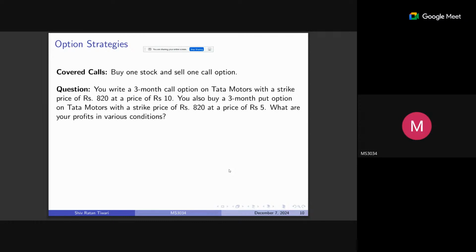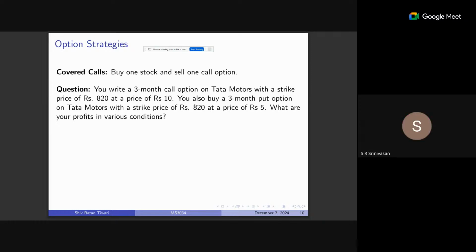A similar strategy to the earlier one, which involved a put option, now involves a call option, called the covered call. In it, you purchase a share of a stock and you sell, or write, a call option on that stock. For example, you write a 3 month call option on Tata Motors with a strike price of 820, and the price of the call option is 10 rupees, and you also purchase one share.